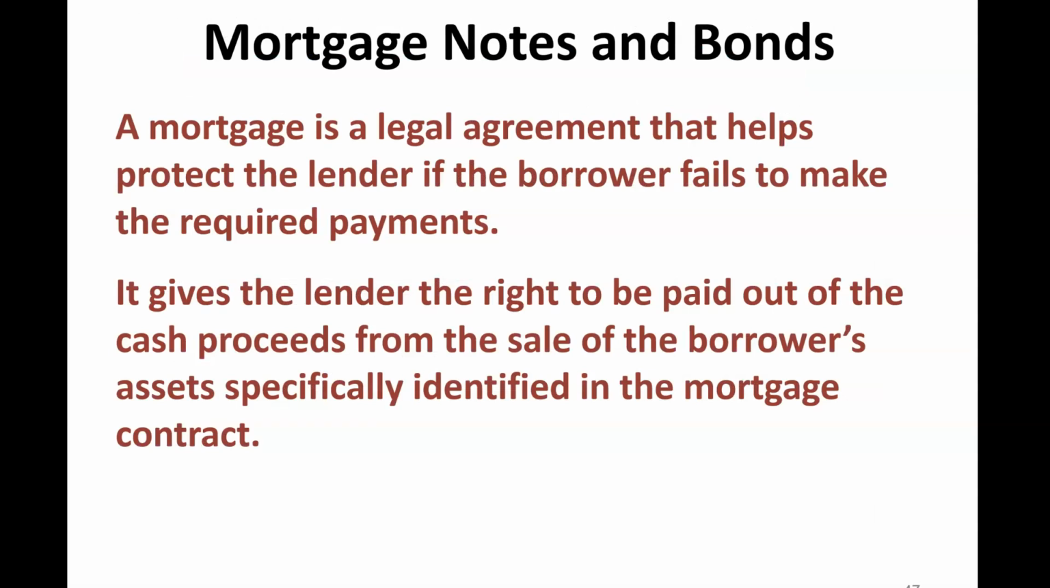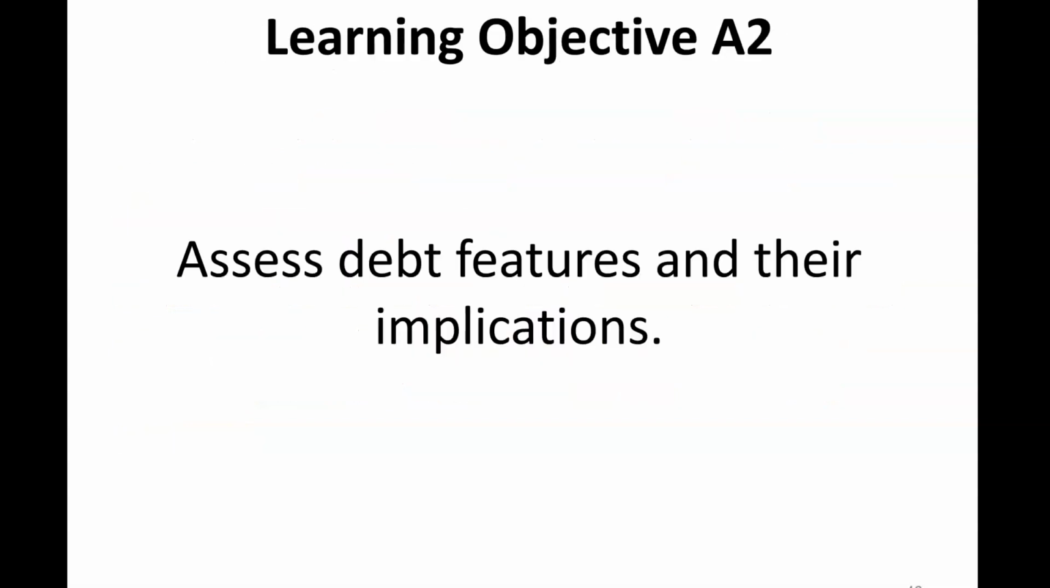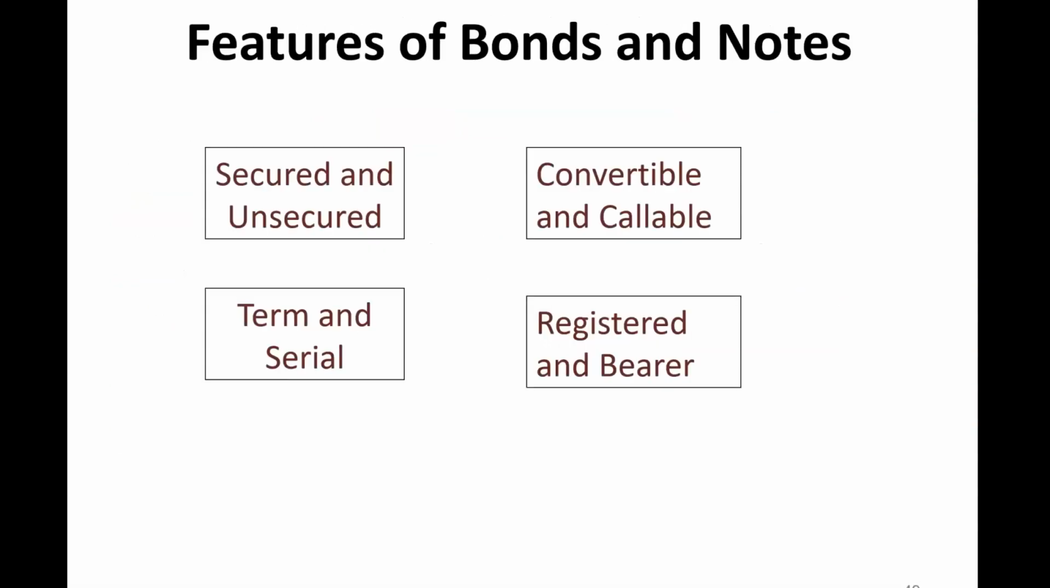Okay, the last part is mortgage notes. A mortgage is a legal agreement that helps protect the lender if the borrower fails to make the required payments. It gives the lender the right to be paid out of the cash proceeds from the sale of the borrower's assets, specifically identified in the mortgage contract. So we're just going to look at debt features and their implications.